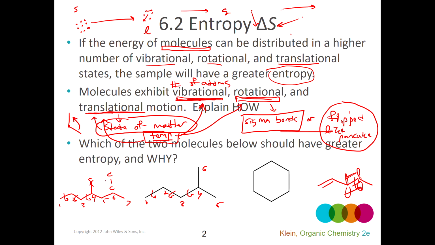So we want to make sure, this is all review from Gen Chem 2 for the most part. The state of matter has a big impact on the entropy as well as the structure of the molecule and the variety in the ways it can move around based on that structure.